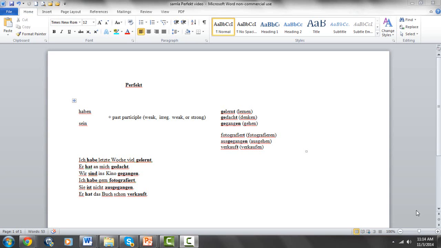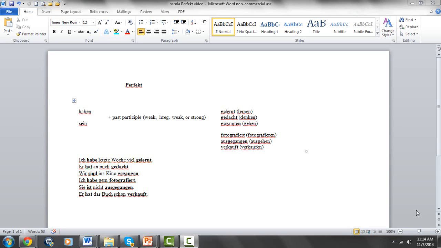The present perfect tense in German is the most commonly used past tense in the German language. It consists of two parts. There's an auxiliary verb, always haben or sein, which you need to conjugate in second position, and the past participle form of the verb. And this is the ge word.